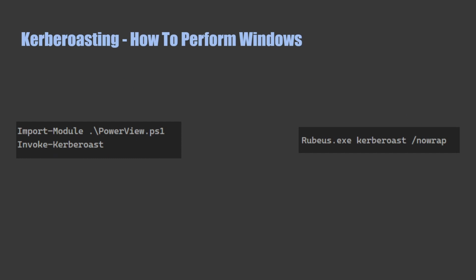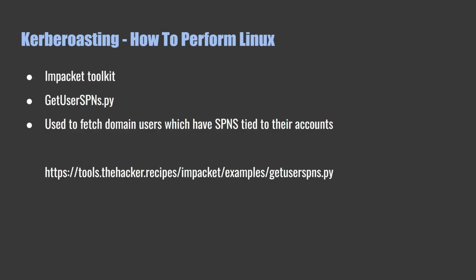Again, we're going to use PowerView. We're going to Kerberoast accounts with that command there, Invoke-Kerberoast. Or we can use Rubeus, and this will basically return all the service accounts and their password hashes, which are Kerberoastable. How to perform on Linux: GetUserSPNs.py, and this is basically finding any user accounts with SPNs attached. This is going to give you the best chance at cracking them offline.